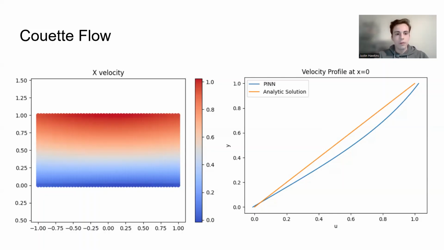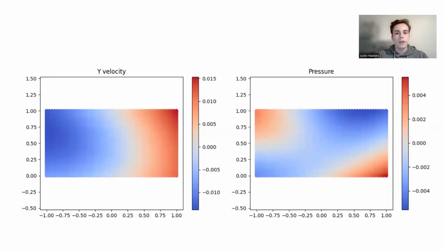Here are the y velocity and pressure profiles. Both of these should really be 0, and you can see they are orders of magnitude smaller than the x velocity was.